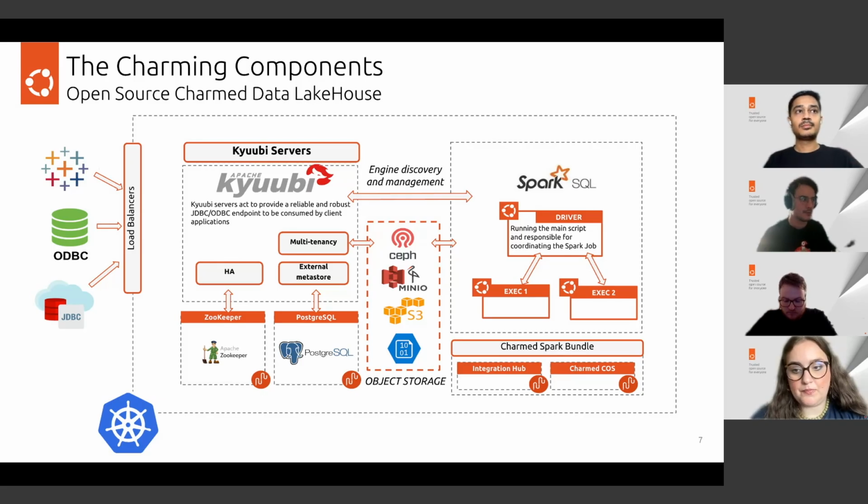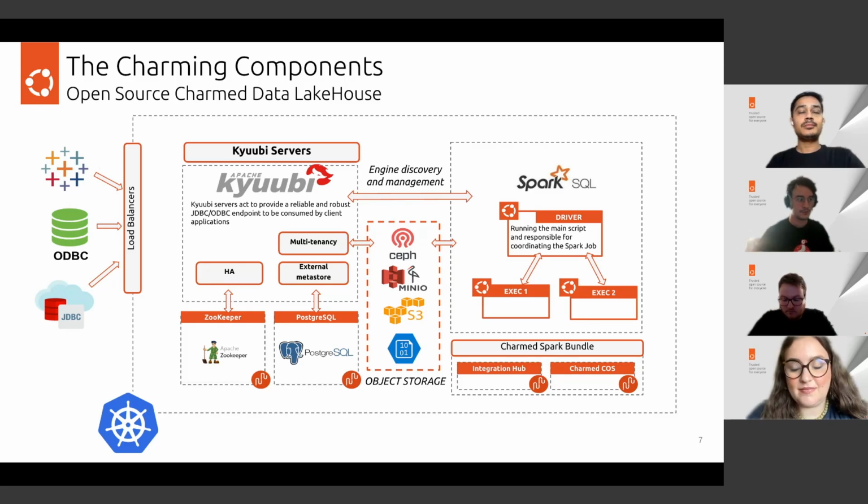So I'd like to give you a couple of examples, practically speaking. If you want to add observability to your data lakehouse, you just need to integrate the new Kyuubi charm to the Canonical observability stack. Then it will send logs and metrics to Loki and Prometheus. Or let's say that you want to enable TLS to encrypt traffic between the Kyuubi server and the client application. Then you just need to integrate the two charms together.